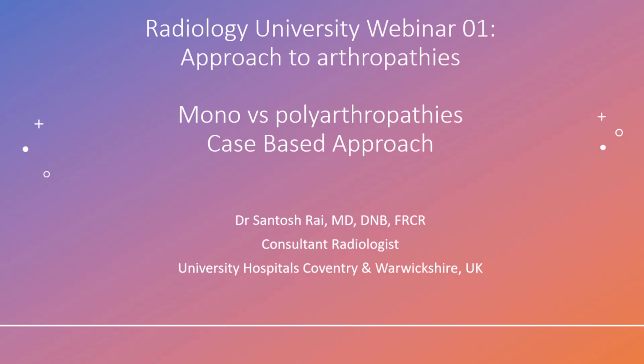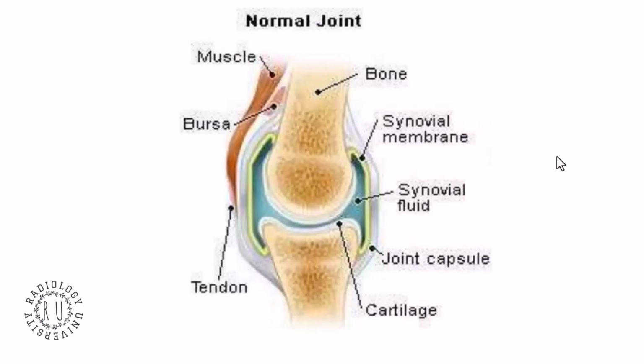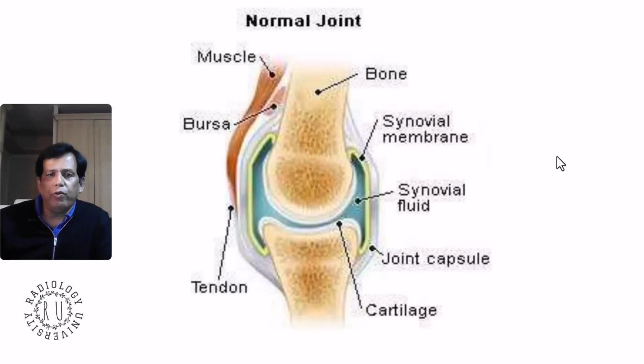So we're starting with arthropathies, mainly arthritis, and I think there's a lot of confusion in the exam. Also, you can get hand X-rays and feet X-rays, and you get really panicked about what it is. So it's very important to go through that, and we are divided into mono versus poly, because whether it's poly or mono, there's a different approach to it. So that's the plan.